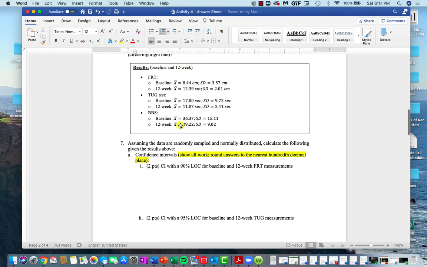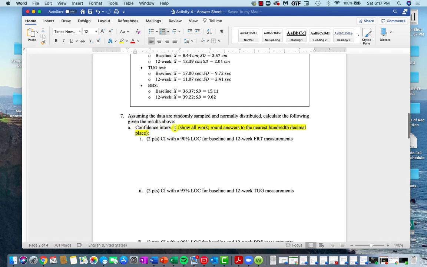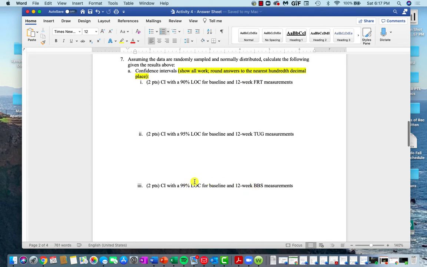So using these results, you're assuming the data have been randomly sampled and normally distributed. So you're going to calculate the following calculations given the results above. You'll do the confidence intervals, right? A 90% level of confidence for the FRT measurements, 95% level of confidence for the Tug measurements, 99% level of confidence for the BBS measurements.